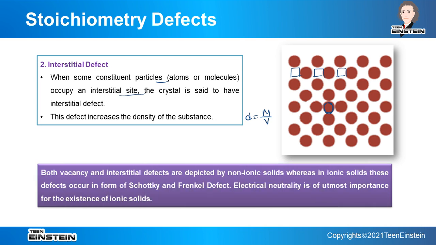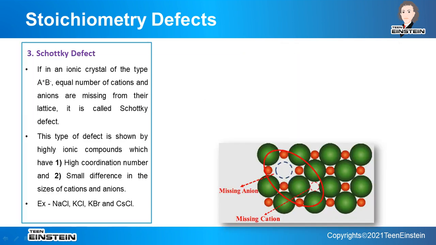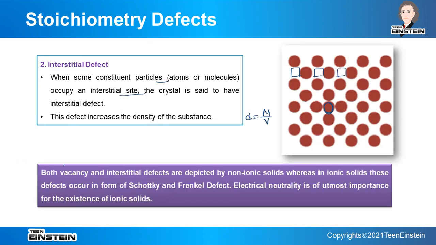And here we have to remember that under stoichiometric defects there are a total of 4 types: vacancy, interstitial, Schottky, Frenkel. But the first 2 types, that is vacancy defect and interstitial defect, are mostly shown by non-ionic solids. But if it is an ionic type of solid, then mostly they show Schottky defect and Frenkel defect. Now why is it so? Because in the case of ionic solids, electrical neutrality is of utmost importance.